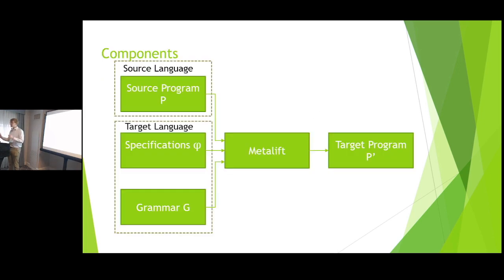So some components that we have here. So Metalift is not part of this project. We're treating it as a black box for the purposes of this. And so it takes in three different components. It takes in a source program, P, it takes in a set of specifications, and it takes in a grammar. And so the source language is where we get our source program from, and then the target language is what we use for our specifications and our grammar. So these are things for the target language that Metalift then takes.